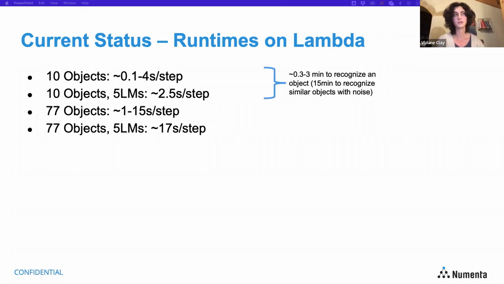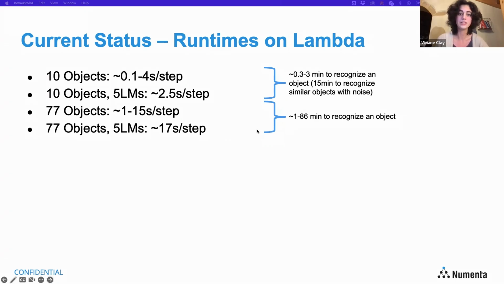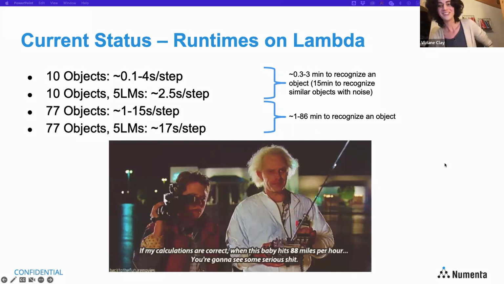Now, given that we have to take multiple steps to recognize an object, when the learning module knows about 10 objects, you usually have to take fewer steps because there are fewer objects to disambiguate. So it takes about 0.3 to 3 minutes to recognize an object if we have a set of 10 distinct objects. If we have 10 very similar objects, it can take up to 15 minutes to recognize an object, which is quite long. And for 77 objects, depending on which object we're looking at, how similar it is to other objects, and how ambiguous the viewpoint is, it can take between 1 to 86 minutes to recognize an object, which I think we can do a lot better. And I feel like we also need to do a lot better if Monty should ever be applied in the real world. We need to be able to recognize an object in less than 86 minutes.